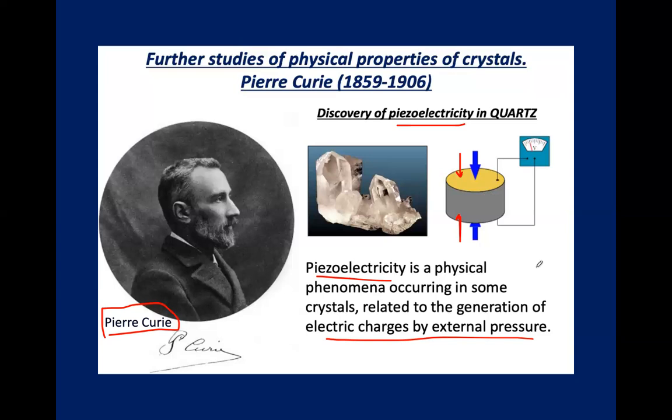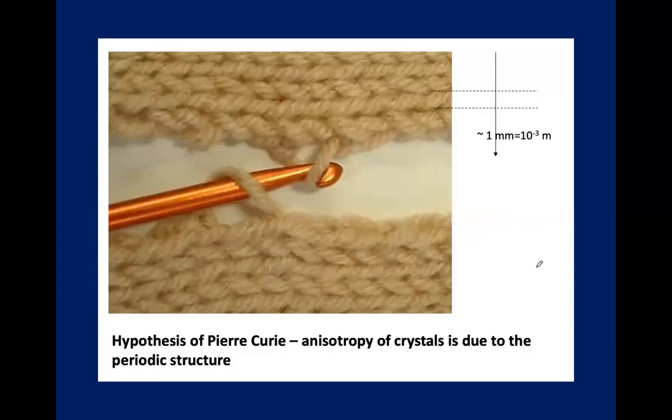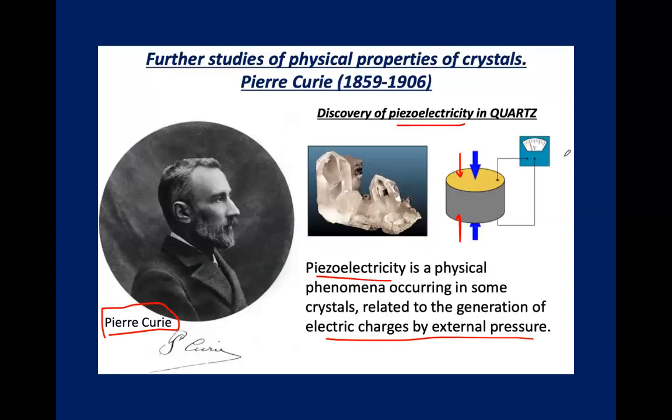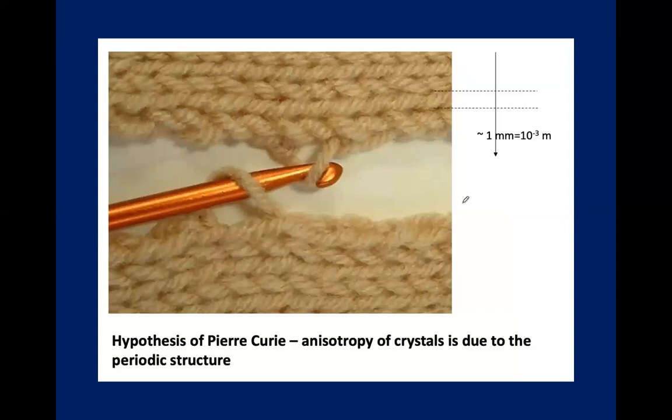So that's why some quartz crystals are used in watches. Okay, so anyway, these are anisotropic, right? Their variation is anisotropic, and this anisotropy is basically because of the different internal arrangement of atoms, right?